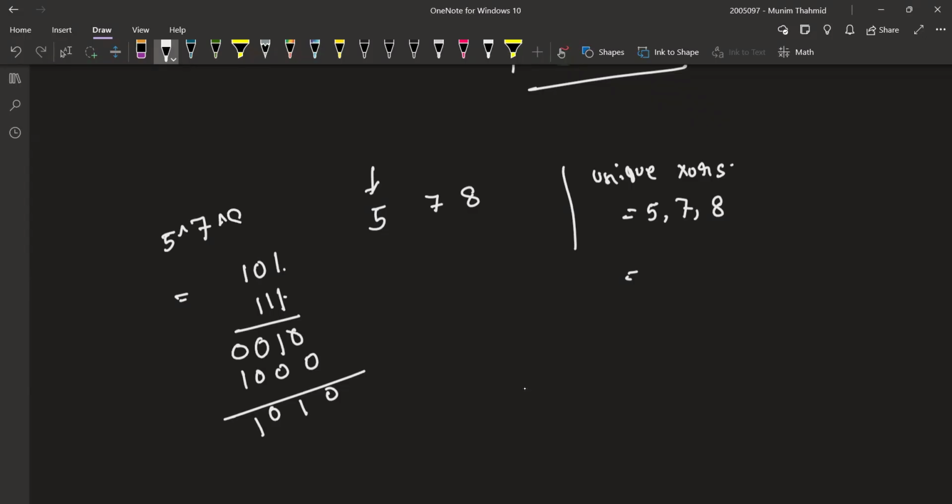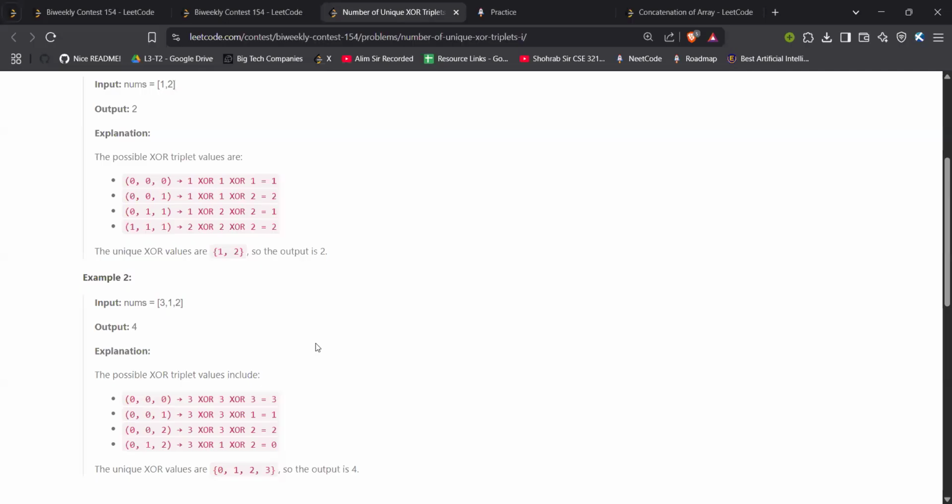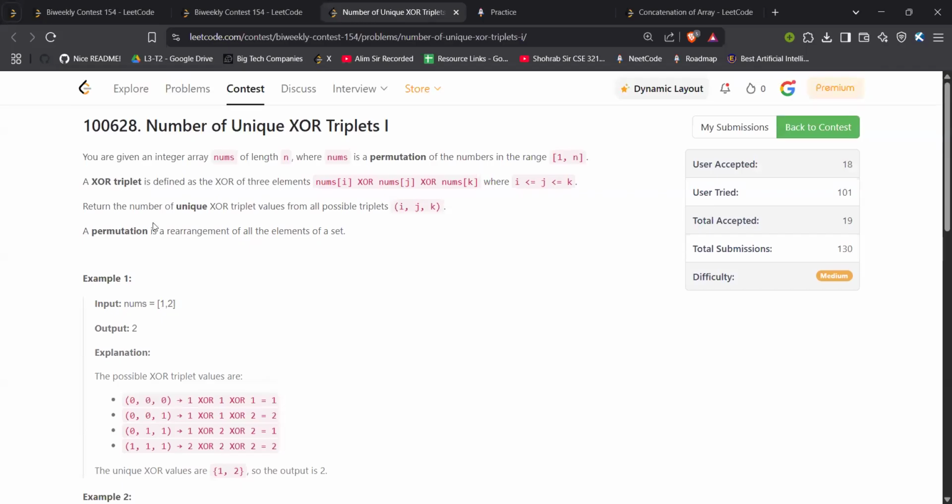Okay, but we are not getting anywhere. What are the insights? Let's try to read the problem again. Maybe we understand something. An XOR triplet is defined as the XOR value. I have to return the number of unique XOR triplet values possible. So if I want to think what can be the maximum XOR value and what can be the minimum XOR value, what about that?